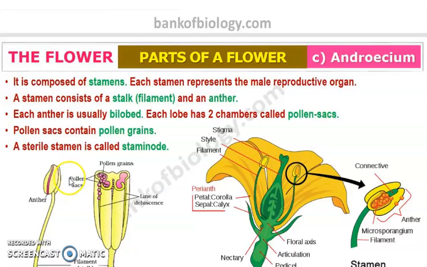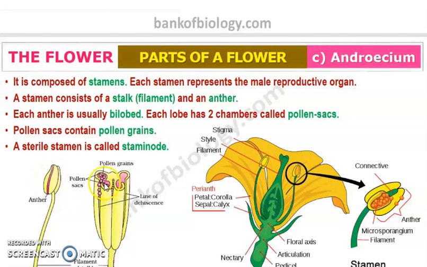And what does a stamen contain? It contains a stalk, which is called the filament, and an anther. You can see the stalk here and an anther on the head portion of that stalk. Now, how is this anther designed? Each anther is usually bilobed. This is one anther and it will be bilobed. You can see there is a division here, so it will have two lobes or two divisions.